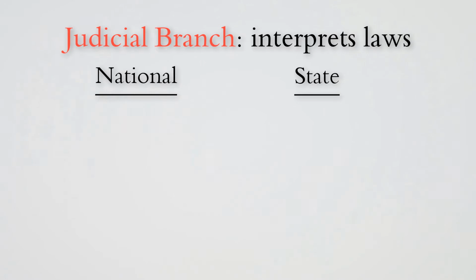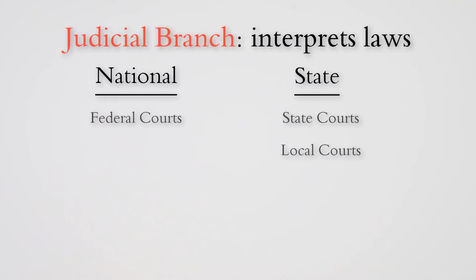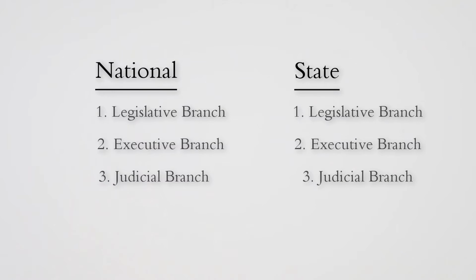The part of our government that interprets the laws is called the judicial branch. At the national level, we have a complex system of federal courts, and at the state level, each state has its own system of state courts and local courts. Within this system, the national government is more powerful than the state government.